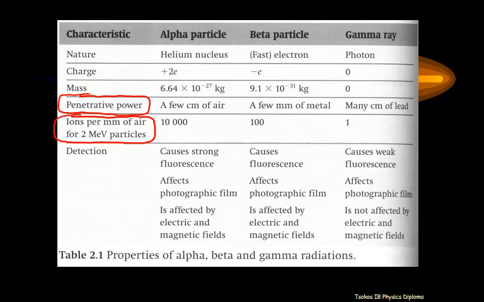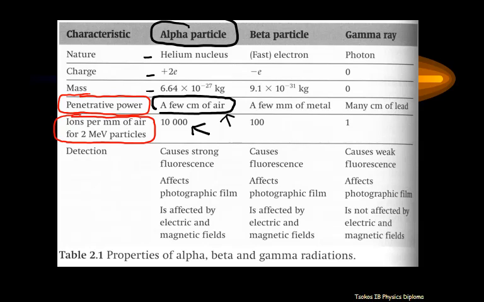And so if we look at this graphic here, this is an important one to look at the different types of radiation. Let's take a look at an alpha particle. We know it's a helium nucleus, positive 2e of charge. We have the mass, penetrative power. So this can go through a few centimeters of air. As soon as you get beyond that, it's not going to go any further. Now, how many ions per millimeter of air for 2 megaelectron volt particles? It can ionize 10,000 atoms, which is very significant, right? And again, only through a few centimeters of air.